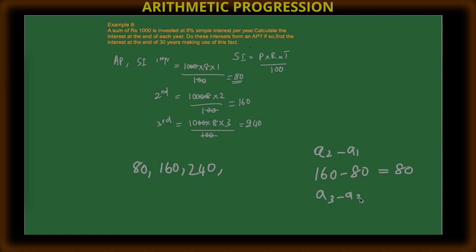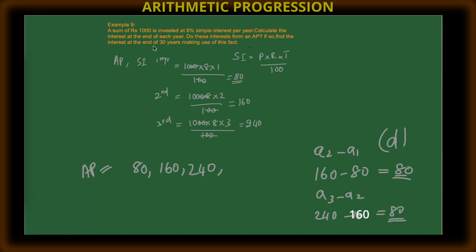Let's see, E3 minus E2, which is 240 minus 160. The difference is 80. So this is having a constant difference. The common difference D is the same here. So we have seen that this is an arithmetic progression. The simple interest which is being formed is an arithmetic progression.